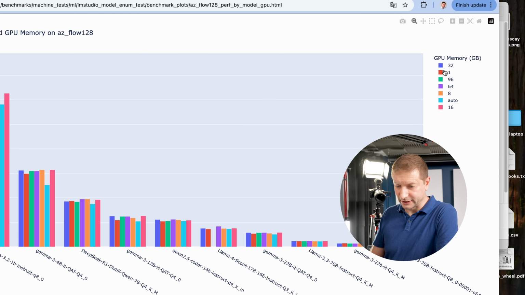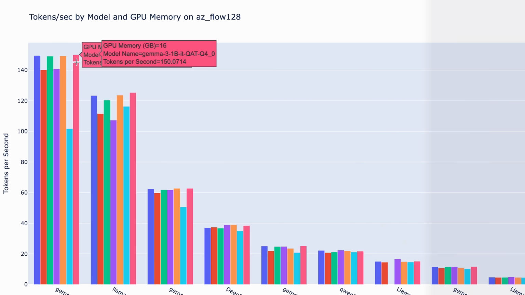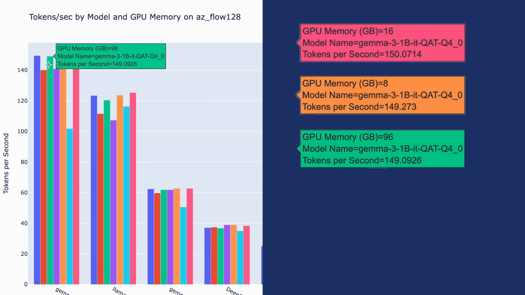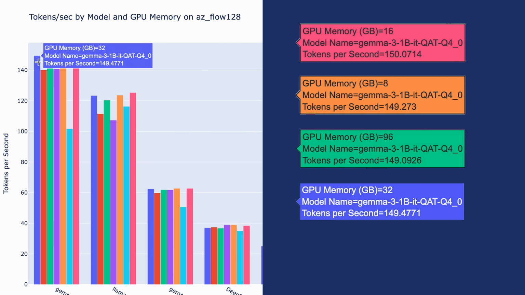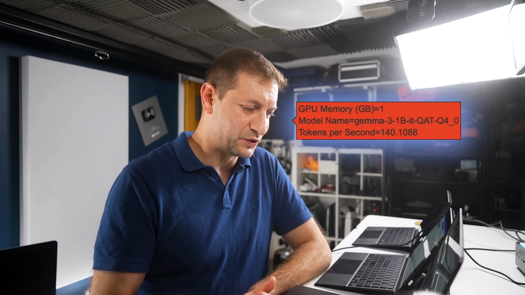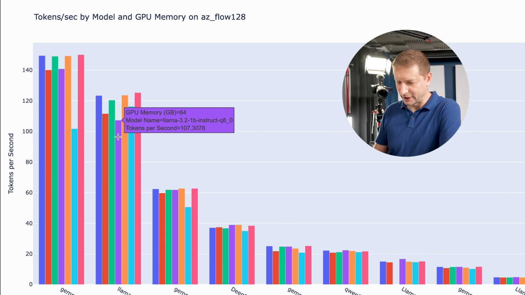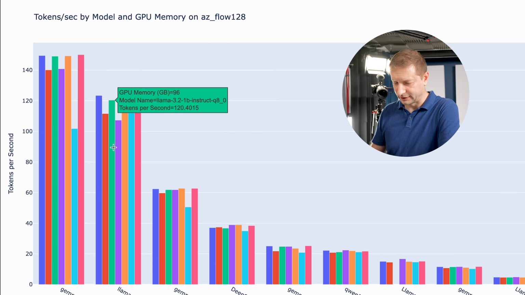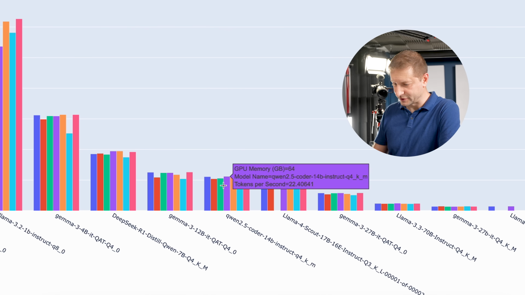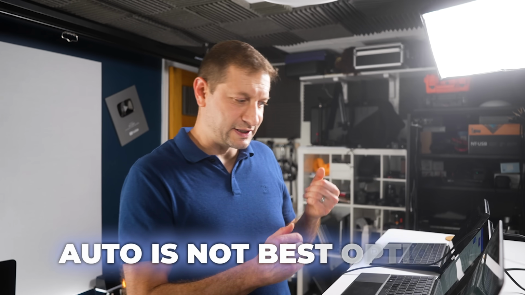However, if you select the memory option, it's generally better. Some of them are better than others. 16 seems to be doing pretty well. 8 is doing well. 96 is doing well. And so is 32. If you select 1 gigabyte for the memory option, it's not doing well. And neither is 64 in these two cases for these two models, Gemma 3 and Llama 3.2. Not sure why that is, but down here 64 seems to be doing okay. Just up here it's not. But generally seems like auto is not the best option.